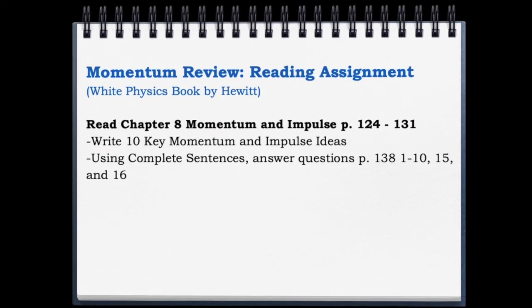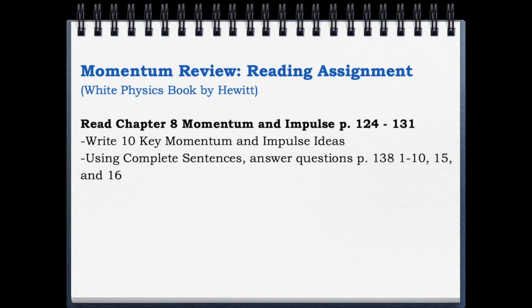So, yeah, hopefully you took something away from today on momentum and impulse. It's really interesting stuff. I will say, if you haven't taken a look at this review assignment yet, in our white physics book by Paul Hewitt, chapter 8, Momentum and Impulse, is very good, pages 124 to 131. And I would say if you just lightly read it, take away 10 key ideas, write those down, and then try those questions there, you can kind of check yourself to see if you have momentum and impulse down.